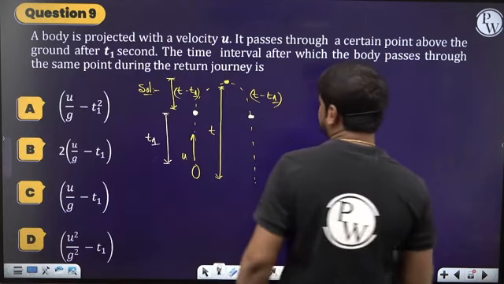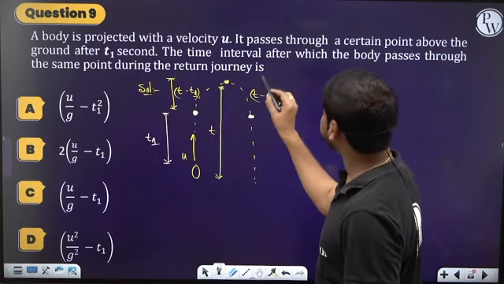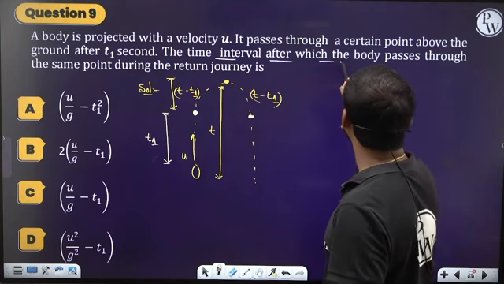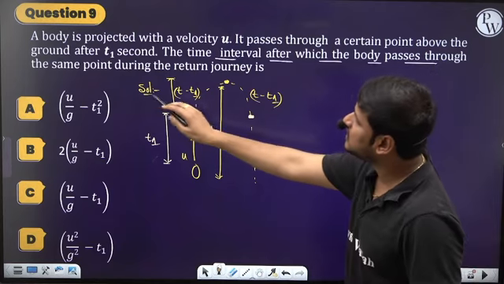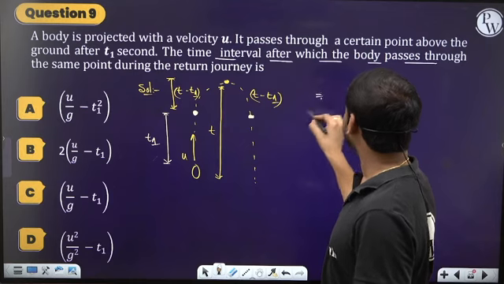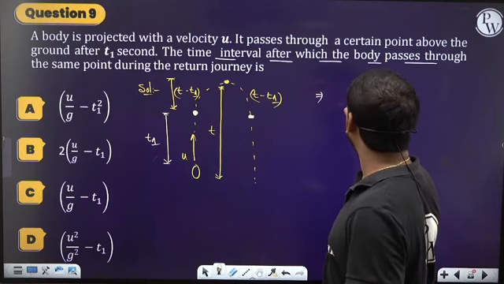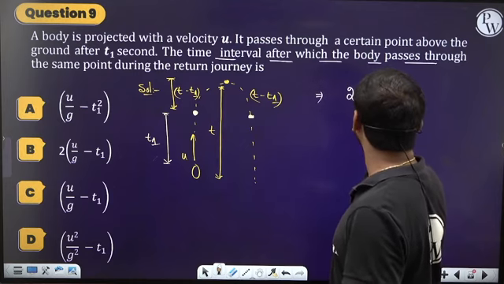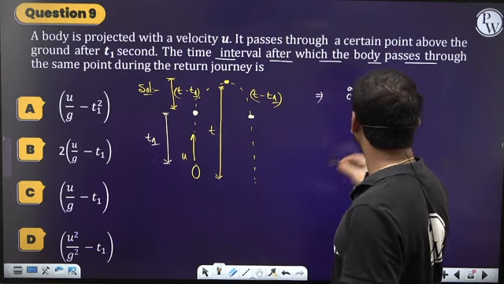So simply, the total time interval after which the body passes through the same point will be 2 times (t minus t1).